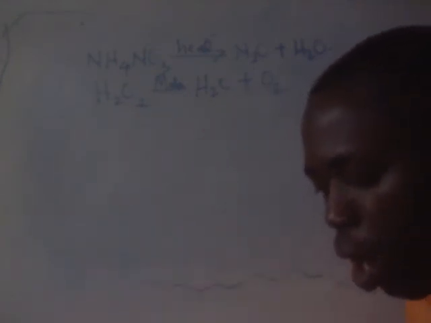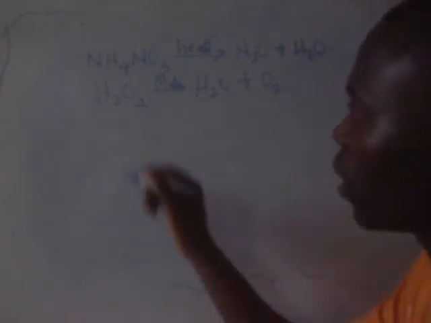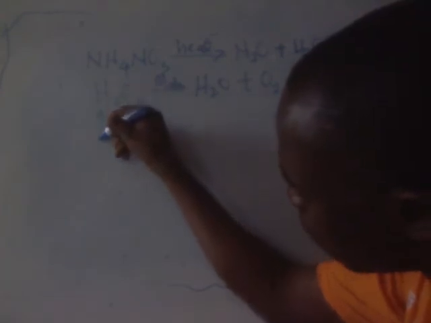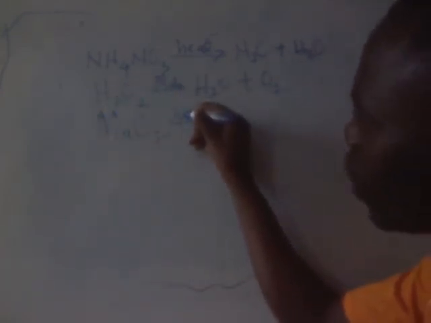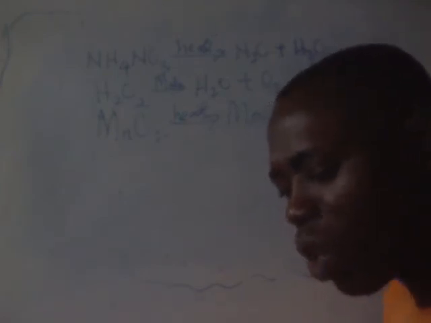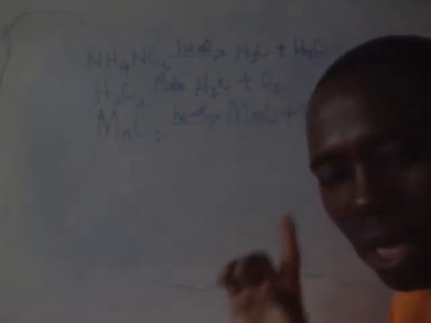Oxygen gas. Option C, manganese 4 oxide, the chemical itself. When it is heated, it will give us manganese 2 oxide plus oxygen gas, because the question says, which of these compounds will not give oxygen gas on heating?